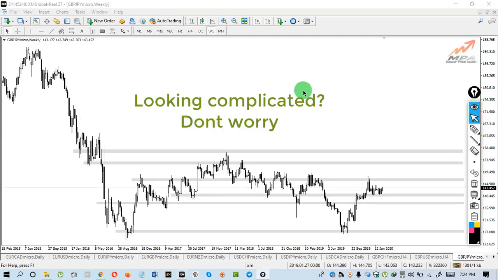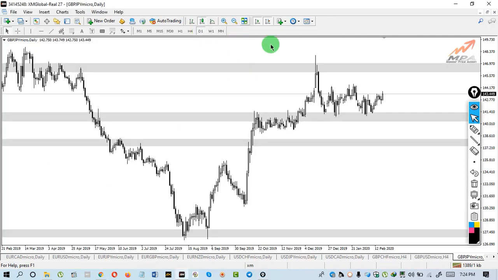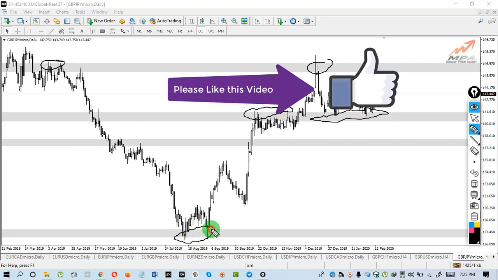Are you thinking that chart is looking so messy and so complicated? Don't worry. Switch back to the daily time frame. Look at this. How beautifully market reacts on these levels. Look at this. Resistance level again acts as resistance. Resistance level acts as support. Look at this. Double bottom.